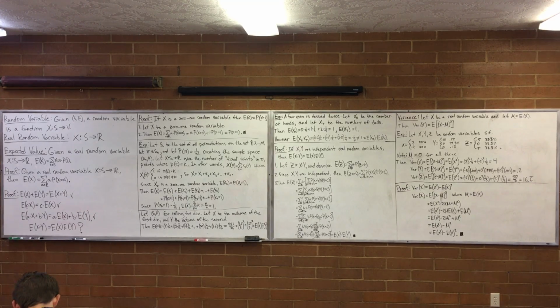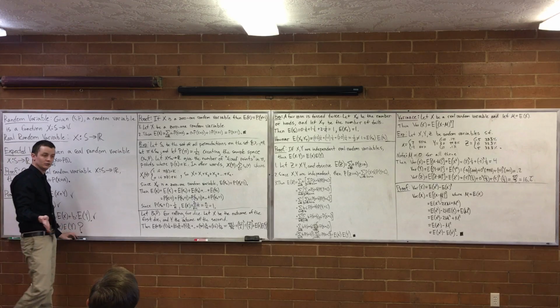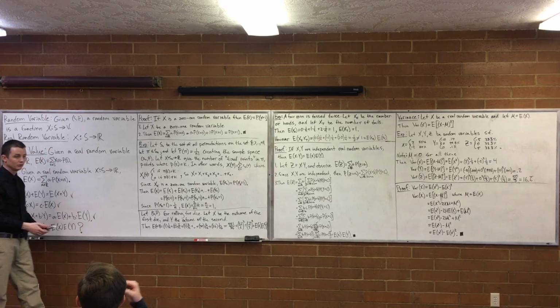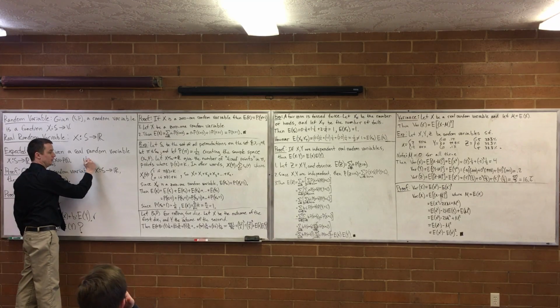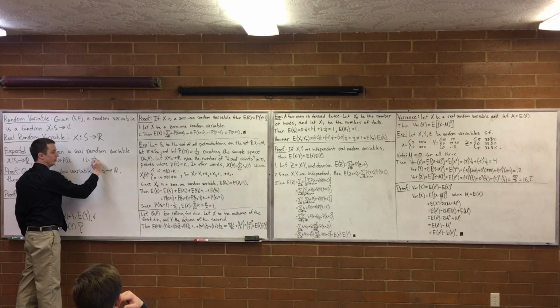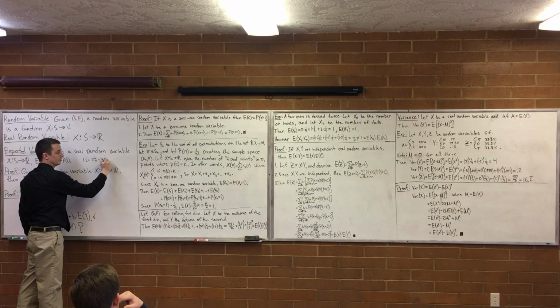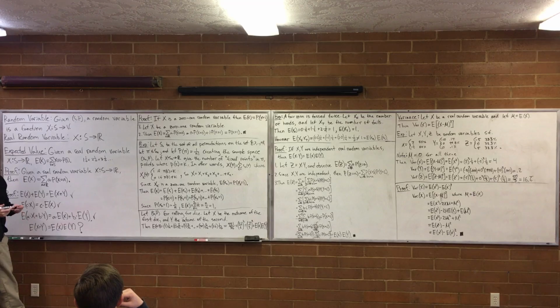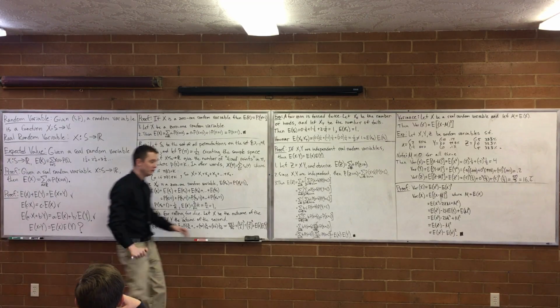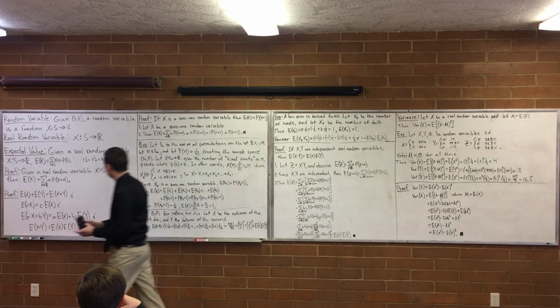So the expected value of rolling one die was 7 halves. We would roll 1 one sixth of the time. We would roll 2 one sixth of the time. We would roll 3 one sixth of the time. If you add all those up, you get 7 halves. Still with me? Yeah. That makes sense? Quick recap.